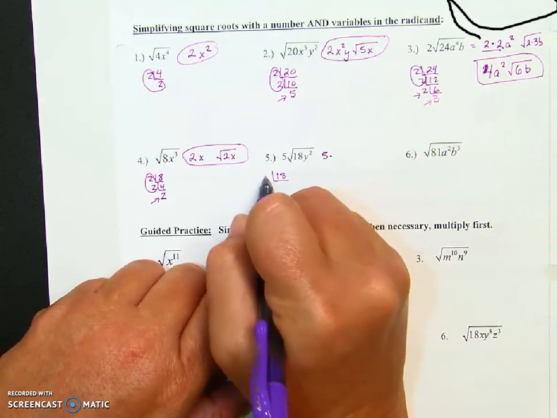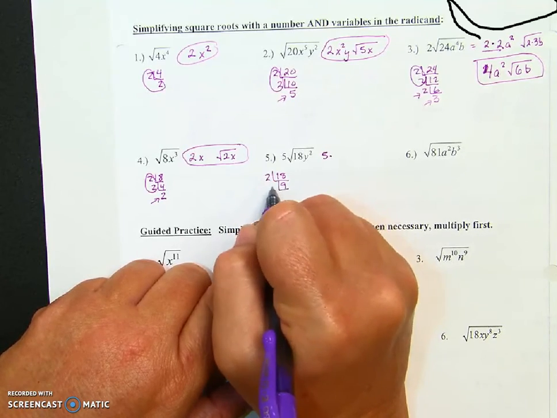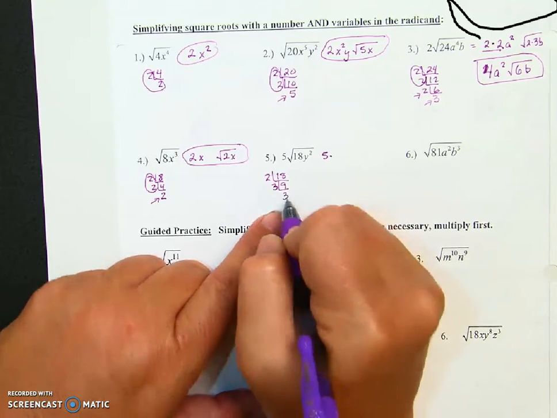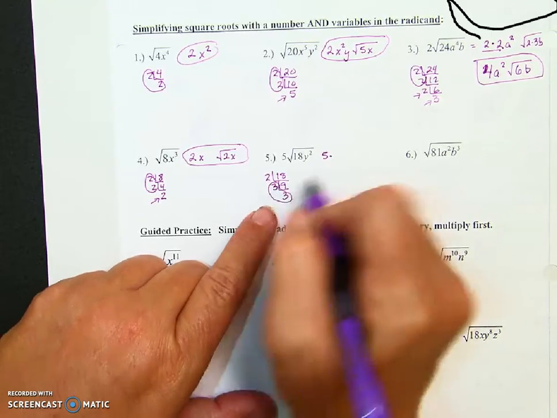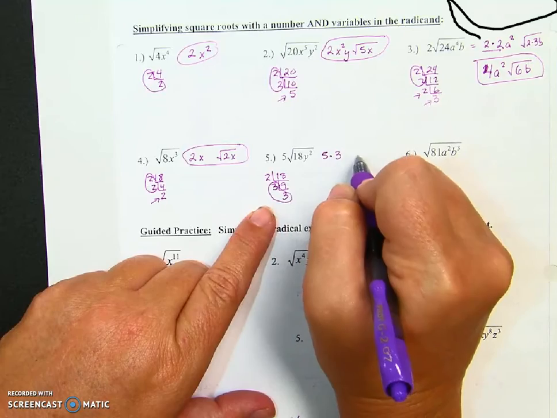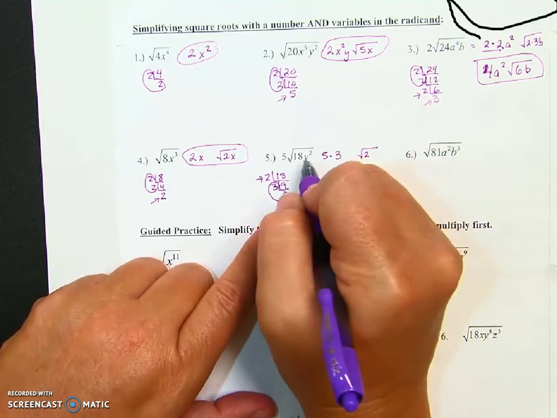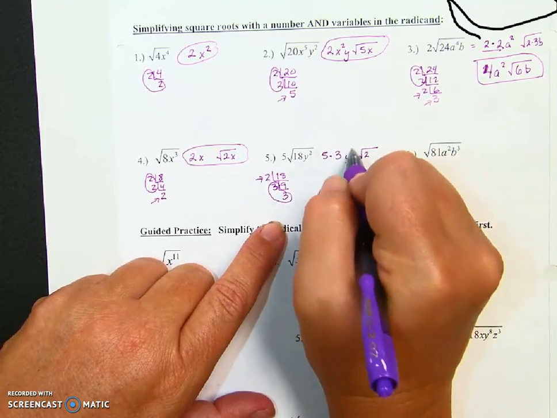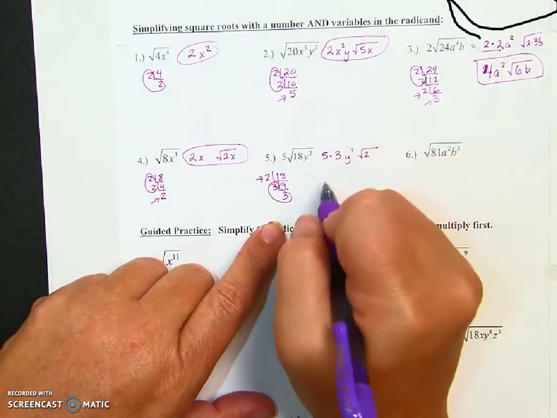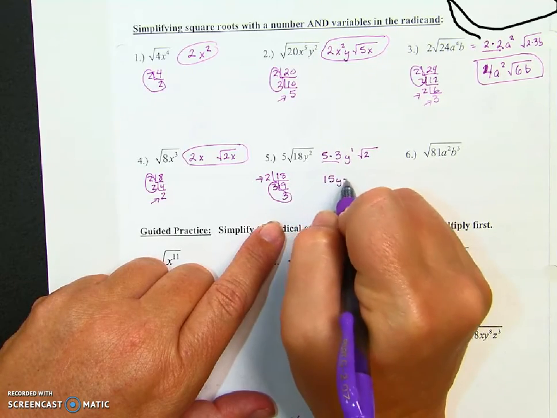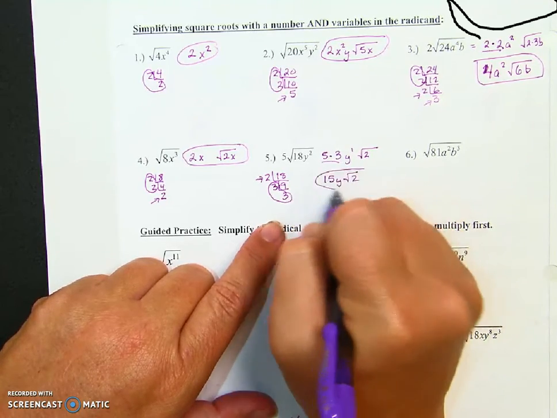Break down the 18. 2 goes in there 9. 2 won't go in there, but your next prime number is 3. It goes in there 3, and 3 is prime. So we have a pair of 3's. That 3 has to come outside, but then we have this 2 that has to stay inside. 2 goes into 2 1 time, so we have y to the 1st, or we don't have to write the 1 up there, but when we simplify this, 5 times 3 is 15, y on the square root of 2.